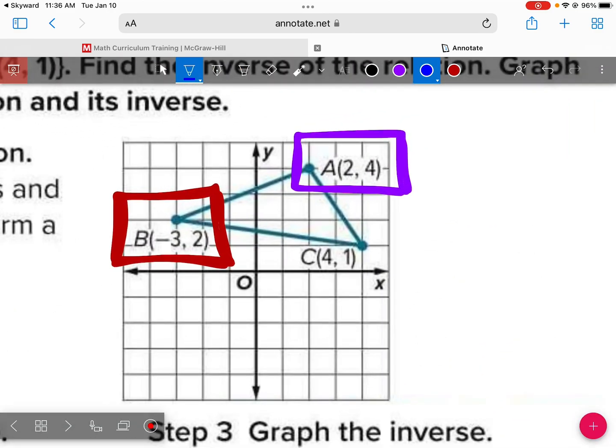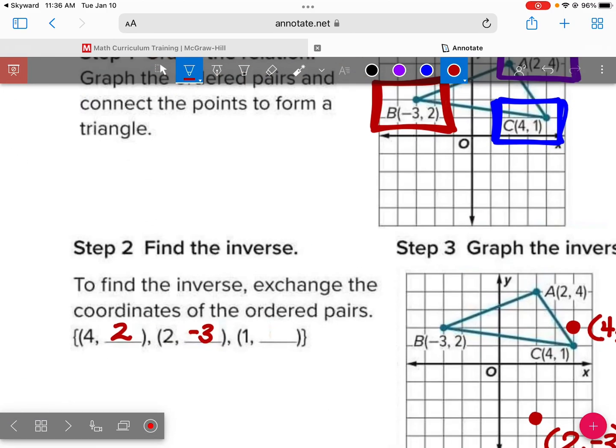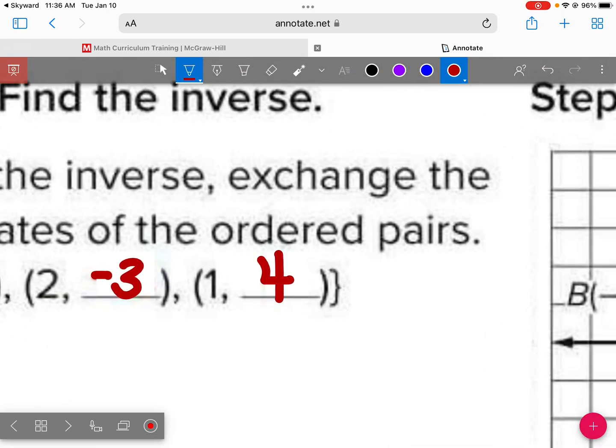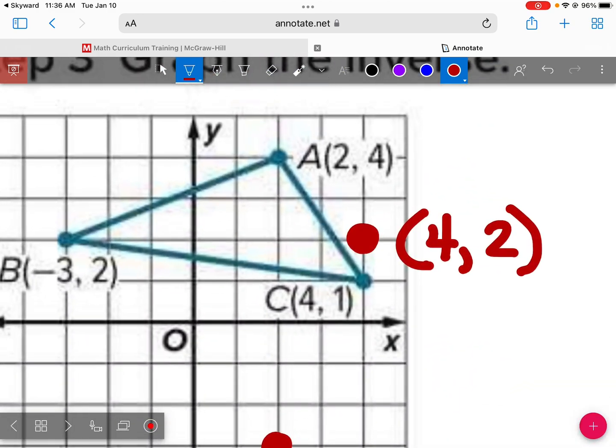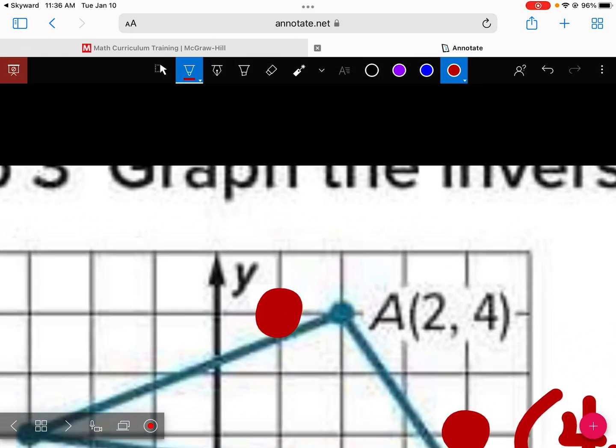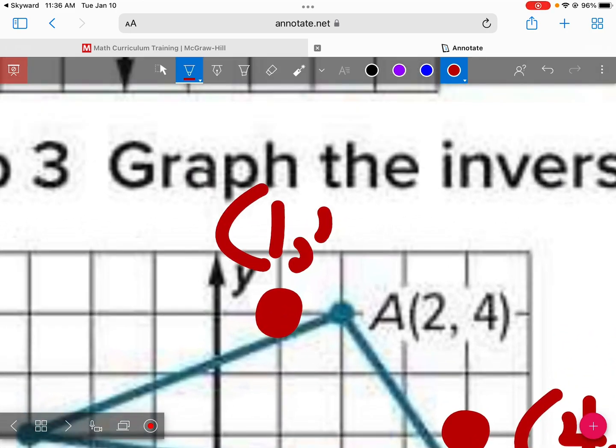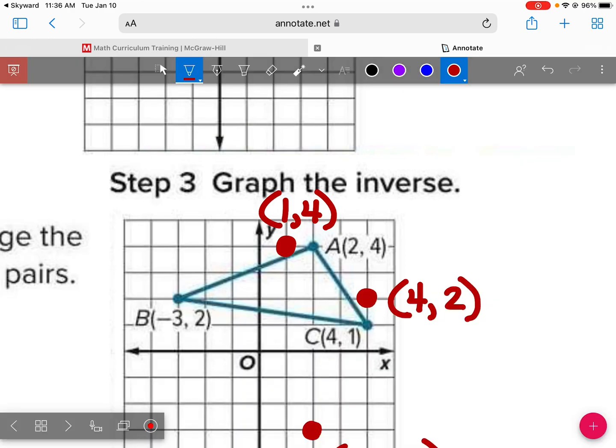And what about for the last one, the point that they have labeled C? 1, 4. All right, let's go plot that point. 1, 1, 2, 3, 4, right up here. Once you get all 3 of those points plotted, our inverse points, our switched points, I want you to connect those dots to make a triangle.